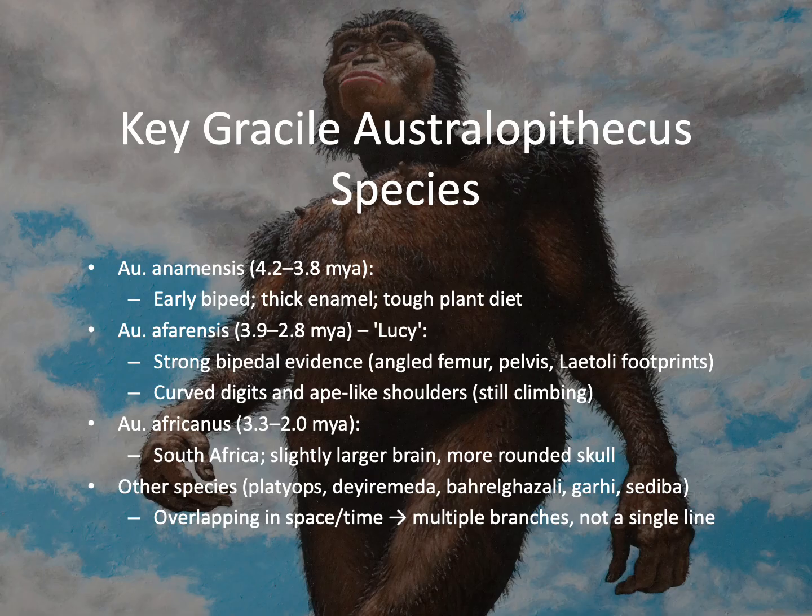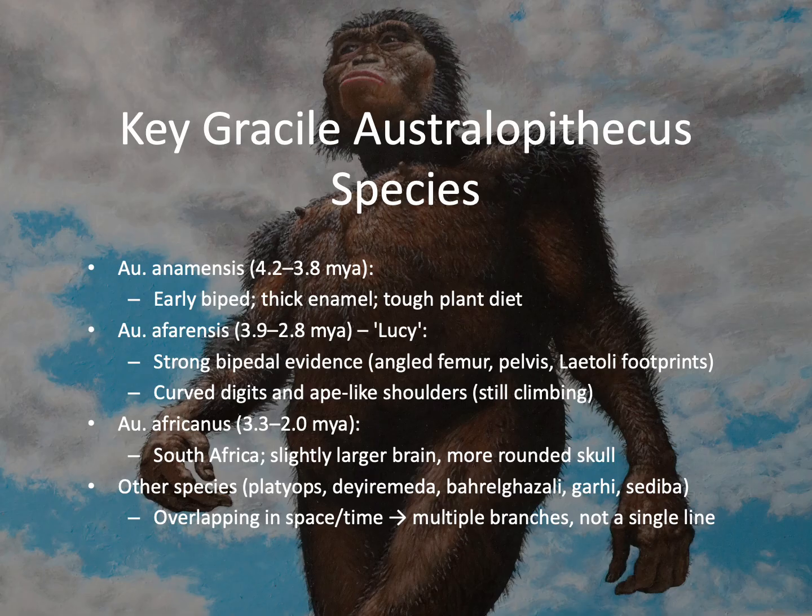Then we have africanus, which dates from around 3.3 million to 2 million years ago. Africanus is found in South Africa. It's anatomically similar to afarensis, but with slightly larger brains and a more rounded cranium. We also have other types of Australopithecus, and these are listed in your textbook.